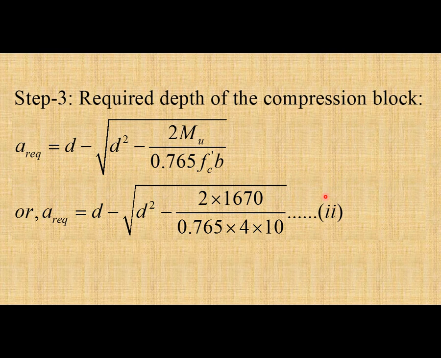Step number 3, you have to find out the required depth of the compression block to resist the given moment. This is the expression of a required, which is given by d minus root over d square minus 2Mu divided by 0.765 f'c b. You should memorize it to avoid the trial and error method. After putting the values of Mu, f'c and b, we get the expression of a required. Let's denote this by equation number 2.